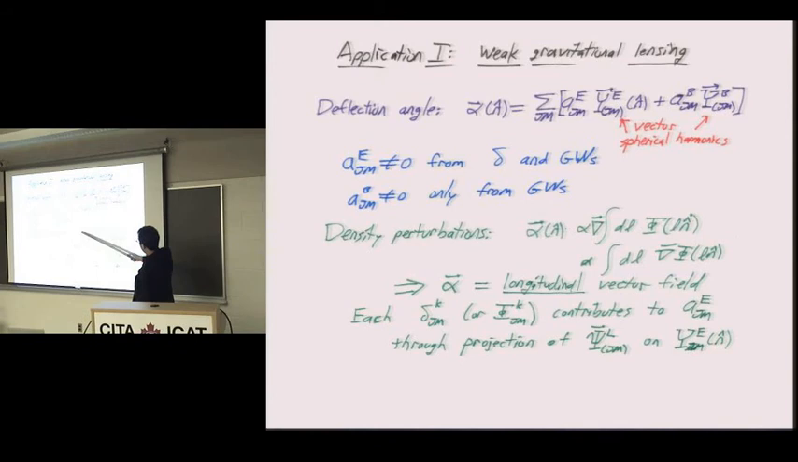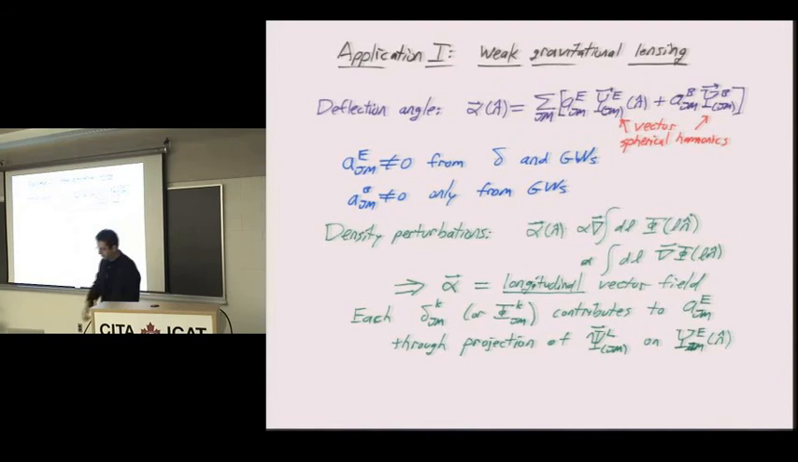Alpha is a vector field that's obtained by taking the gradient of a scalar field. So from that, we infer that alpha is a longitudinal vector field. And that's why each density perturbation mode of the total angular momentum contributes to the E mode of the vector spherical harmonic, but not to the B mode. It comes, as I showed you in the previous two slides, from the projection of the longitudinal vector perturbation onto the E mode spherical harmonic.